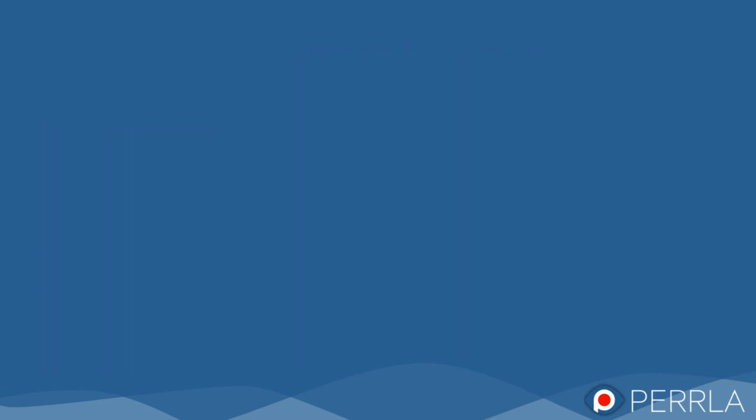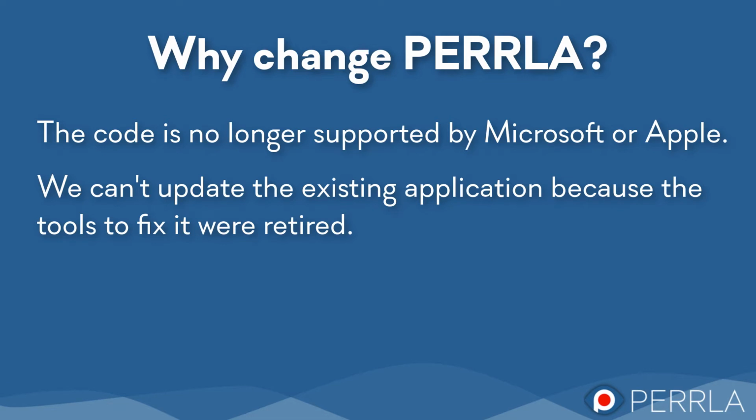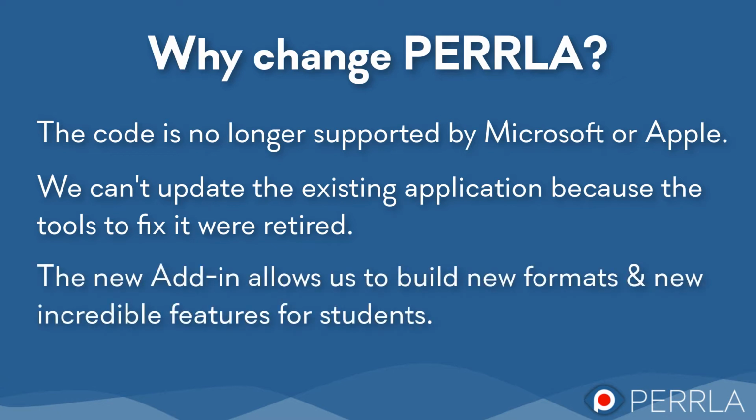The first question we often get is, why are we changing PERRL for Word? Well, in essence, the code that we use to communicate with Word is no longer supported by Microsoft or Apple, and it's starting to cause problems for the legacy PERRL for Word application that's not running correctly. And unfortunately, even the tools we use to update the legacy application have also been retired. That's why we can't fix it, and we haven't been able to add the new formats to it, like the APA 7th edition or the recently released MLA 9th edition. But by switching to the new add-in, we're able to add these new formats and include a number of new features that we've been dreaming about for years.